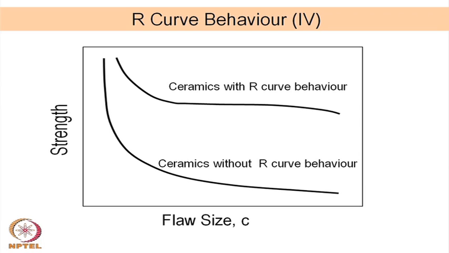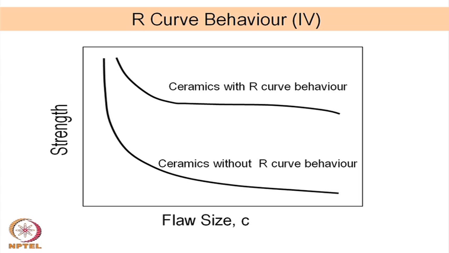Compared to the KIC value, the fracture toughness, if you measure the strength of these materials, they have different characteristics against flaw size. For normal ceramics, which do not show the R-curve behavior, the strength decreases initially quite rapidly as the flaw size increases, and then at a larger flaw size it more or less becomes constant. That is the characteristic of normal ceramic materials without R-curve behavior.